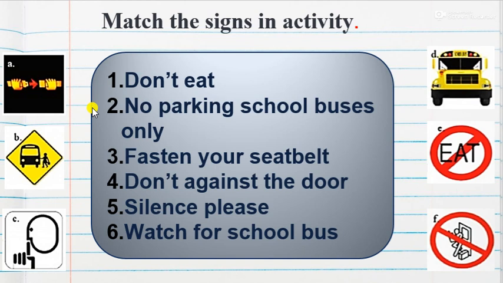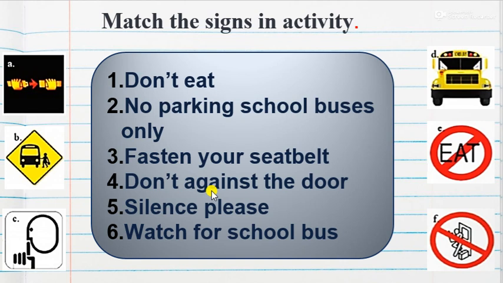Don't eat, you can see. A, B, C, D, E. Okay, good. This sign is the don't eat symbol. Second one, no parking. School buses only. No parking. Okay, this one, D. Okay, third one, fasten your seat belt. A, you can see the seat belt.